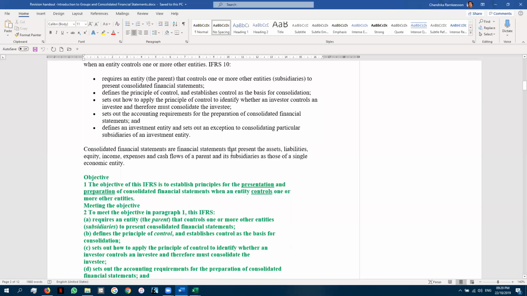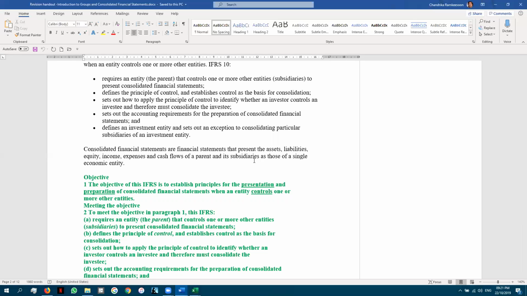Consolidated financial statements are financial statements that present the assets, liabilities, equity, income, and so forth of a parent and its subsidiaries as those of a single economic entity. See, when we are doing consolidated financial statements, we use what is called the single entity concept. When consolidated accounts are prepared, we first show the accounts as though it is a single entity, but then also show the extent to which it is not. In other words, we combine everything and then we give back, so to speak, to the non-controlling interest. In other words, the fact that we only own 80% and not 100%.